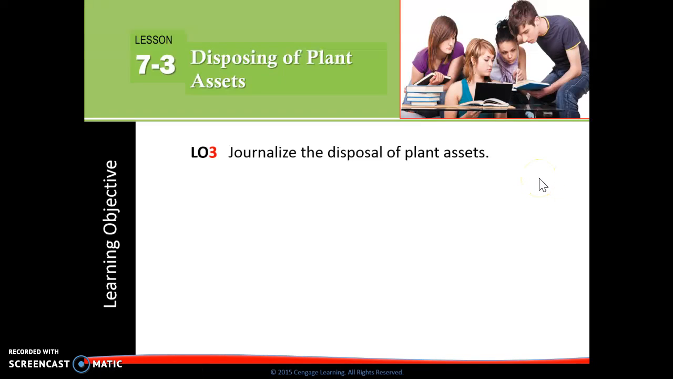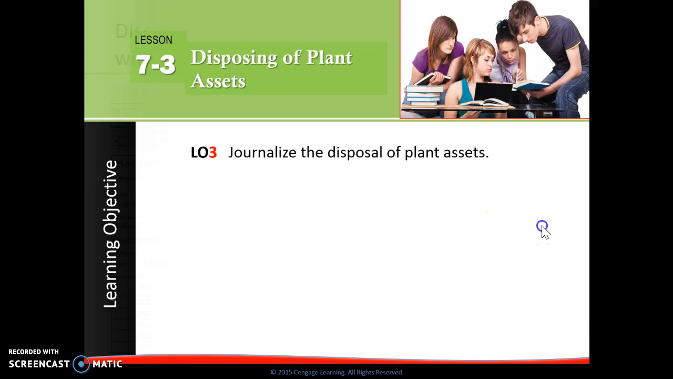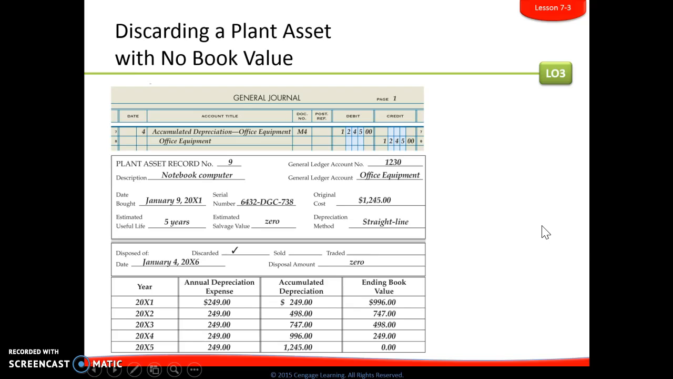7.3 is talking about disposing of plant assets. We have one learning objective. You need to be able to journalize the disposal of plant assets. So, discarding a plant asset that has no book value.